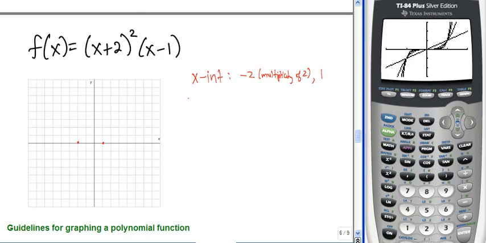Then let's find our y-intercept. So we're going to plug in 0 for this x, so it would be 0 plus 2 squared, and then 0 for this x, so 0 minus 1. 2 squared is 4, and 4 times -1 is -4. So this has to hit the y-axis at -4.